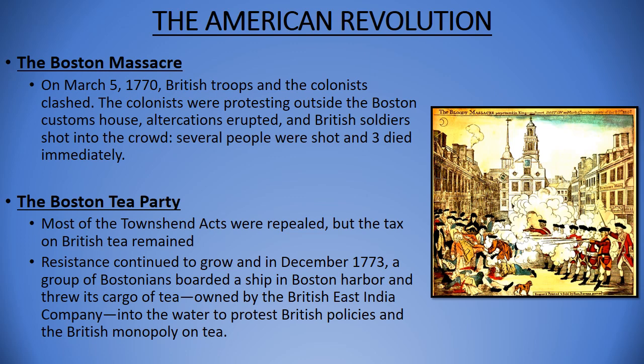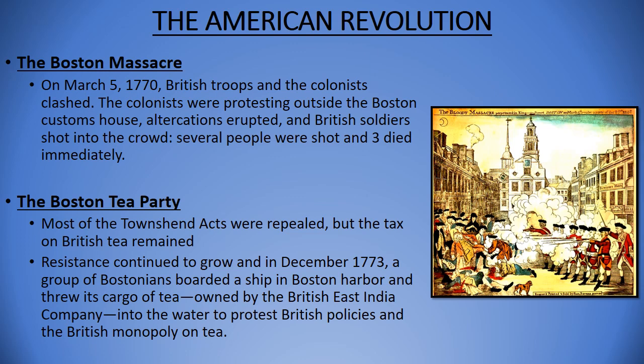So this day, March 5th, 1770, the colonists were protesting outside of the Boston Customs House, which is essentially like a tax official office, and altercations erupted between the armed British soldiers and the protesters. British soldiers started shooting into the crowd, and several people were shot. Three died immediately. So this became kind of a rallying cry, like it's not just taxes now, they're not just taking us off to court without a jury, now they are literally trying to put us down.